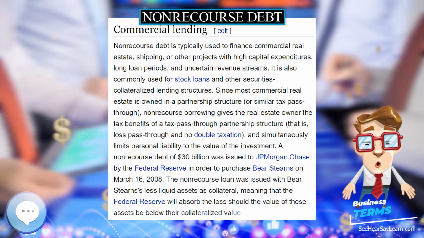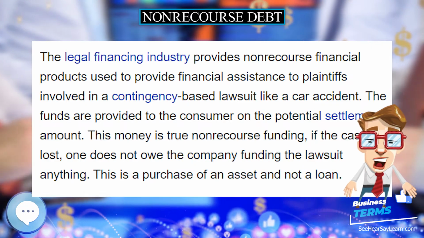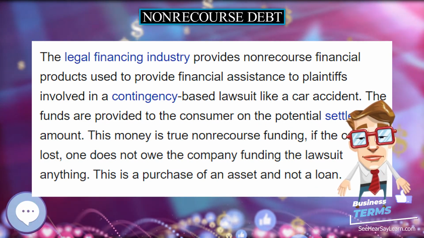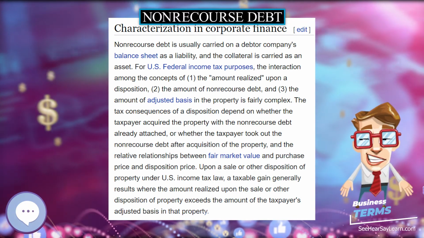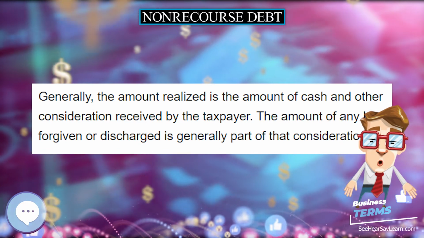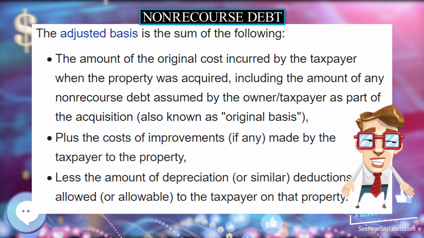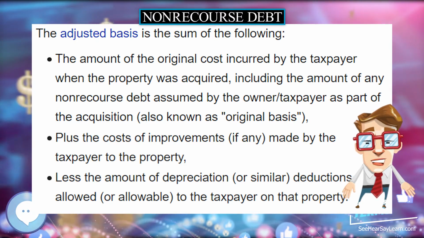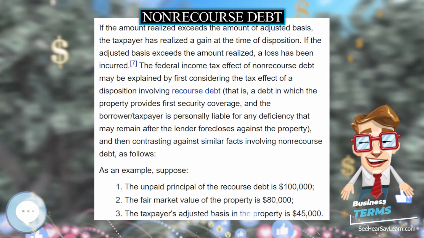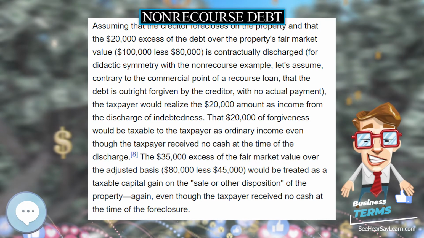The tax consequences of a disposition depend on whether the taxpayer acquired the property with the non-recourse debt already attached, or whether the taxpayer took out the non-recourse debt after acquisition of the property, and the relative relationships between fair market value and purchase price and disposition price. Upon a sale or other disposition of property under U.S. income tax law, a taxable gain generally results where the amount realized upon the sale or other disposition of property exceeds the amount of the taxpayer's adjusted basis in that property.